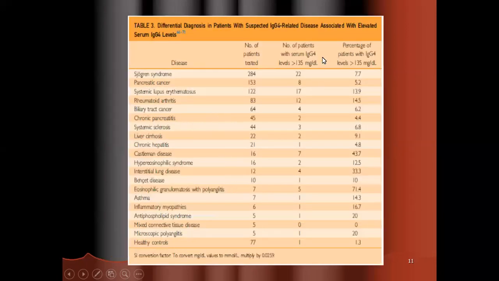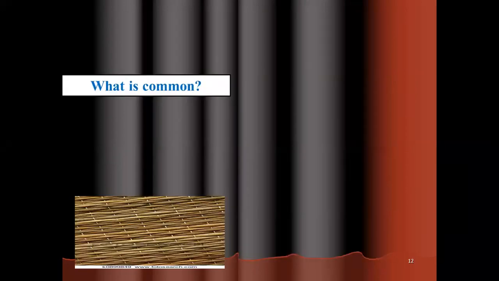So this is the percent of IgG4 positive plasma cells in some of these diseases. So it is not the common link. The plasma cells positive for IgG4 cannot be the common link. So again to the question, what is common?